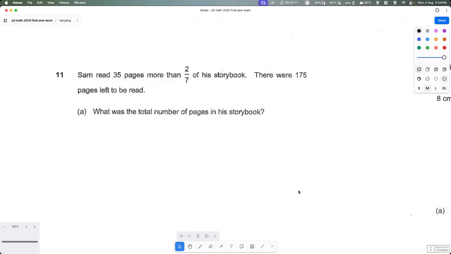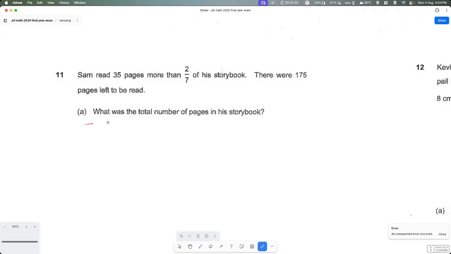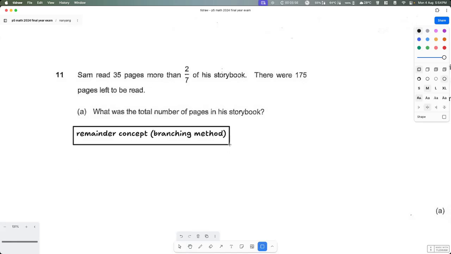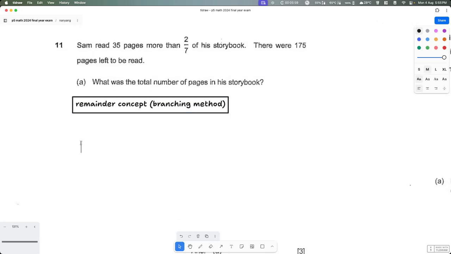Question 11. Sam read 35 pages more than 2/7 of his storybook. There were 175 pages left to read. So what was the total number of pages? I call this the remainder concept branching method. What this will look like is basically we have his storybook, and then we're gonna branch out.